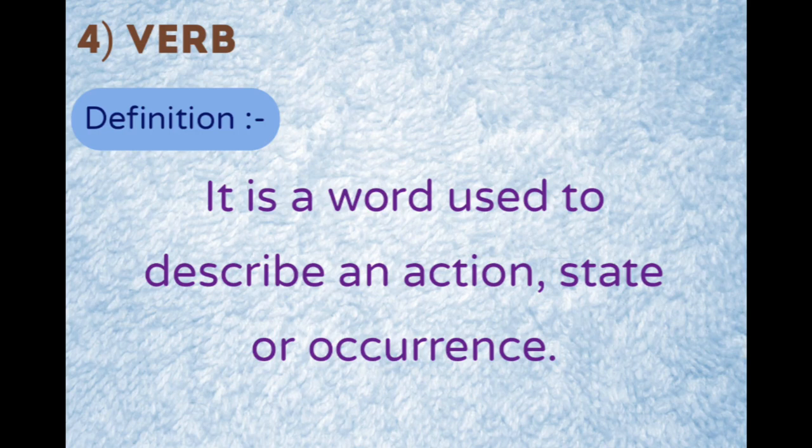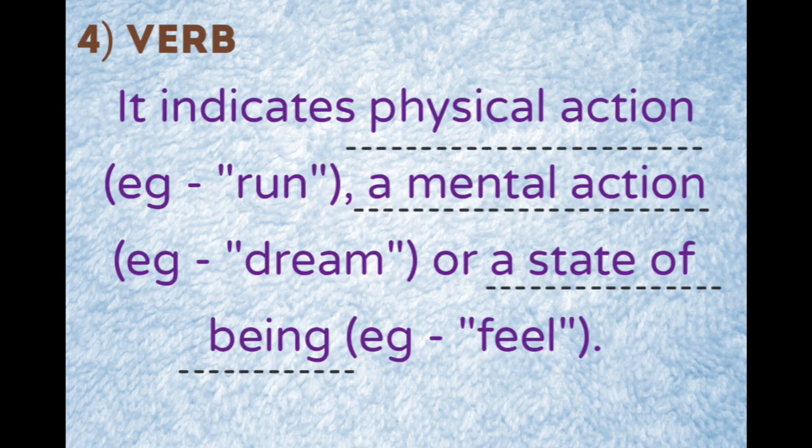Now let's discuss what is a verb. It is a word used to describe an action, state, or occurrence. Now, actions means it indicates three types of actions. One is physical action, for example, run, mental action, for example, dream, or a state of being, example, feel. So, any of these type of actions present in a sentence is a verb.